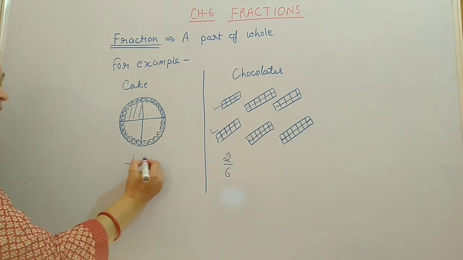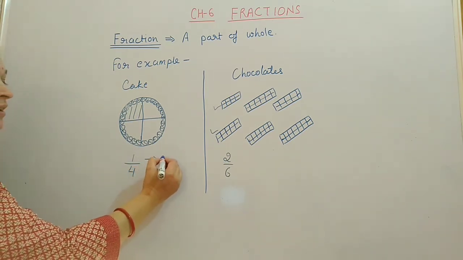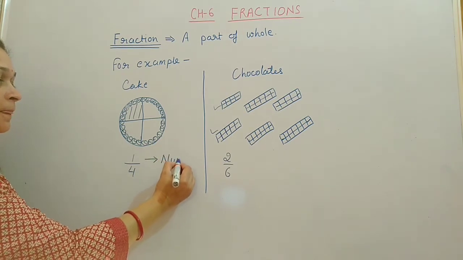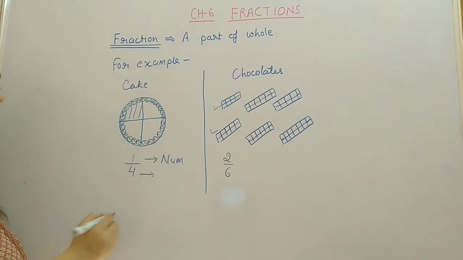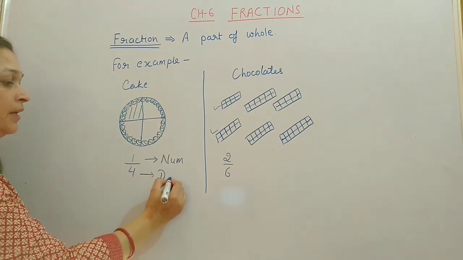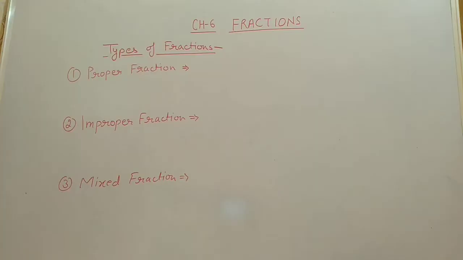In fractions, the upper part above this division line we will call the numerator, and the part below this division line we will call the denominator. In short, we can write like this. Next, we have types of fraction. Mainly we have 3 types of fraction: proper fraction, improper fraction and mixed fraction.